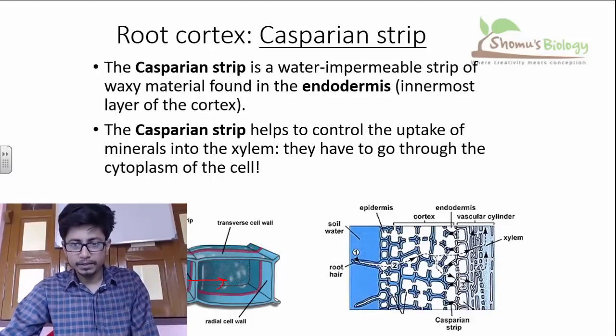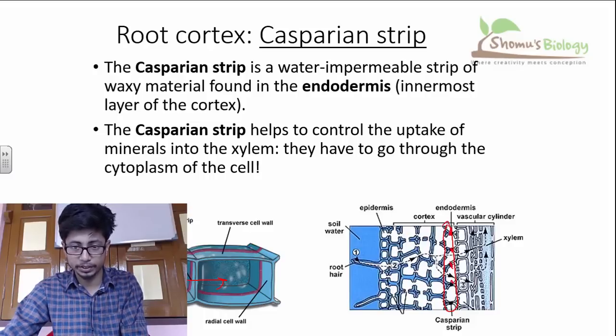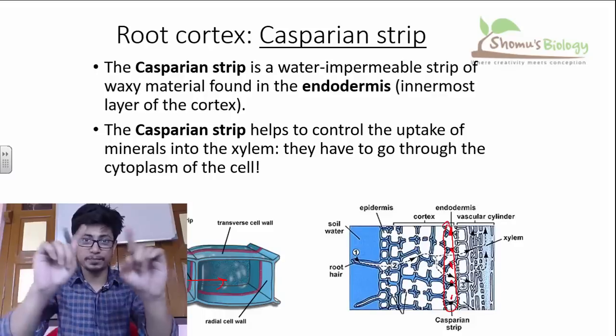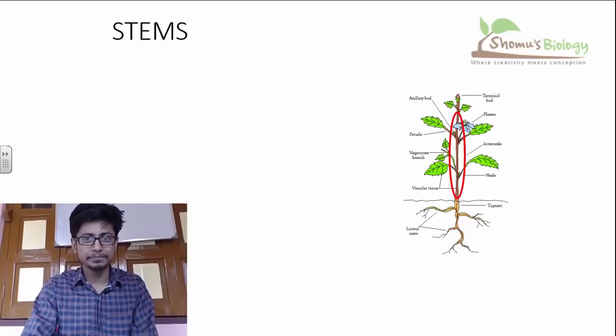So you see, this is the epidermis layer, this is the cortex, and the cortex is interacting with the vascular cylinder, and these are the sieve cells. These are the cells with these black points, and these are known as the Casparian strips. That's why we find a specific ring around the vascular cylinder there.